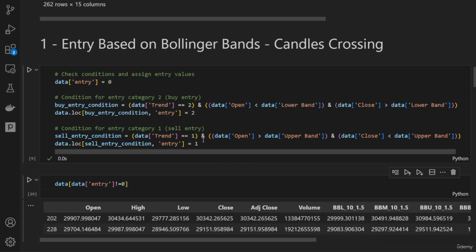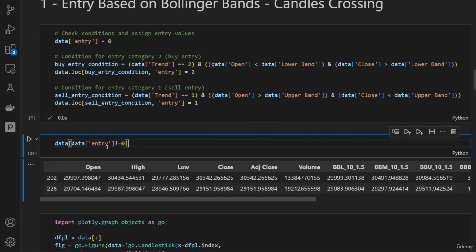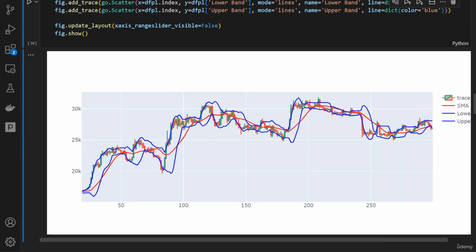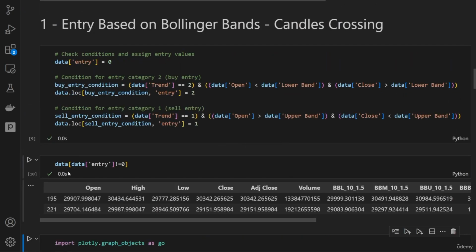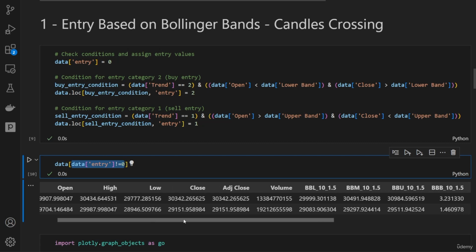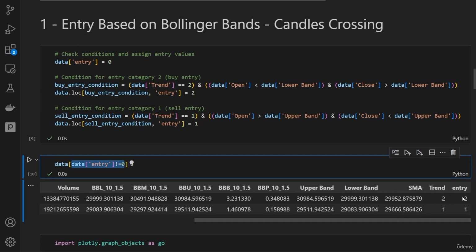To have an idea of the kind of data we have now, we can print all the rows where we don't have signal equal to 0. So I'm printing from the data frame called data any row where data entry is different than 0. So we have an entry that is equal to 2, which is a bullish signal, and this one is a bearish entry signal.